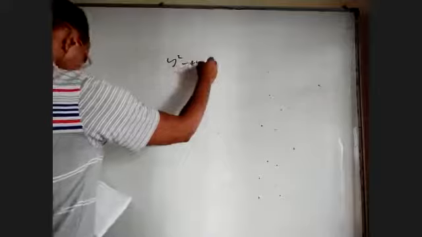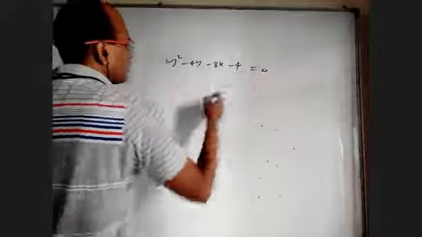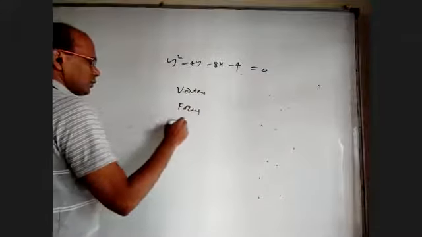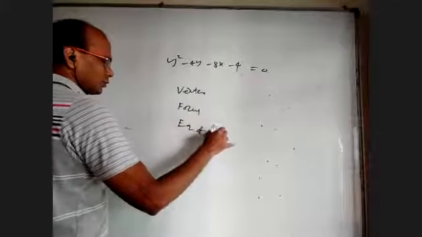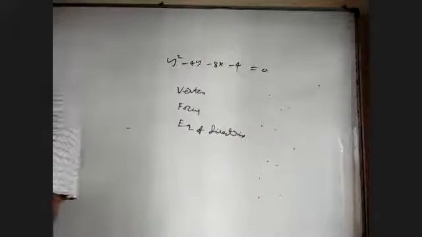Let me give some question. y square minus 4y minus 8x minus 4 equal to 0. Find the vertex, focus, equation of directrix. Simple question, just to remind of the formulas only, that's all.